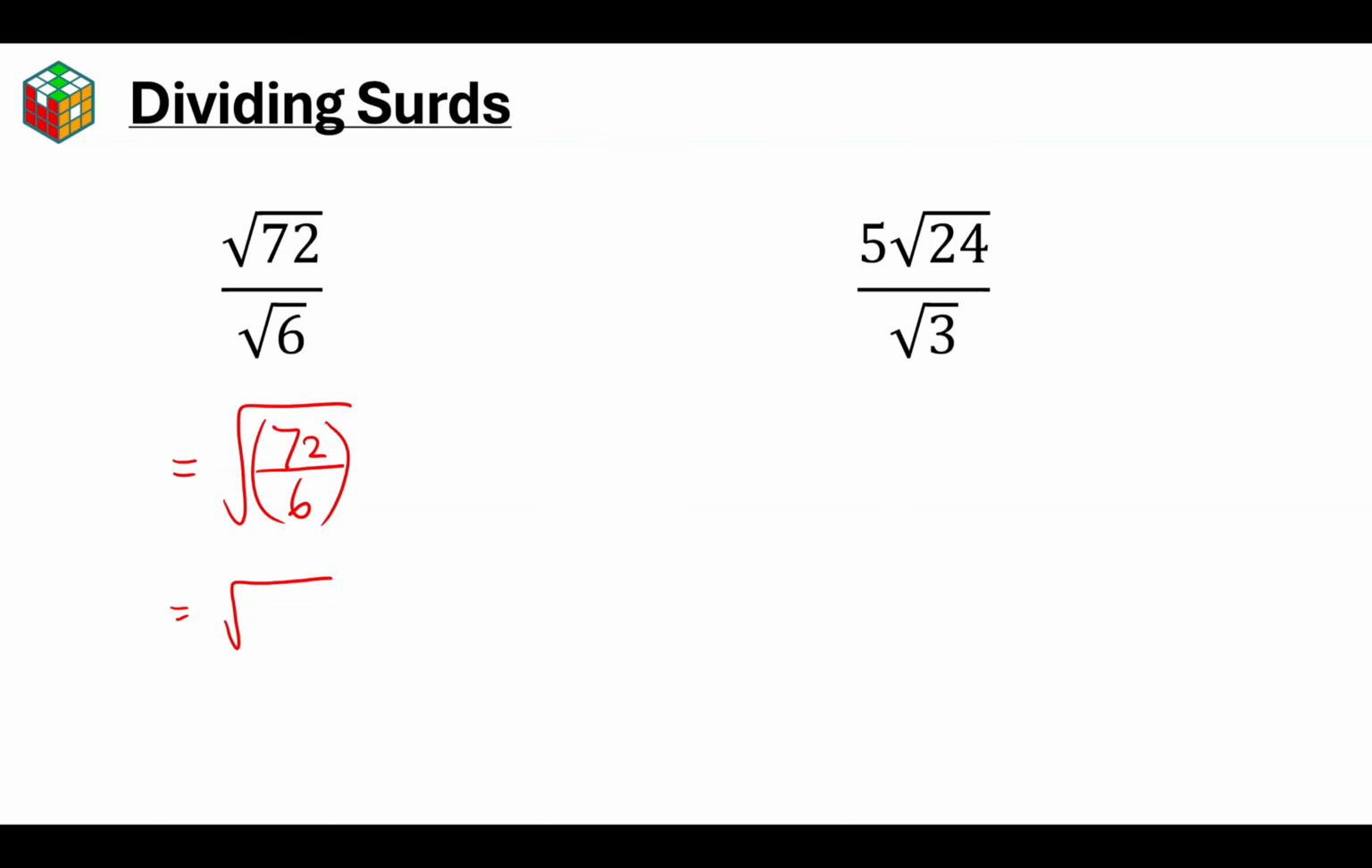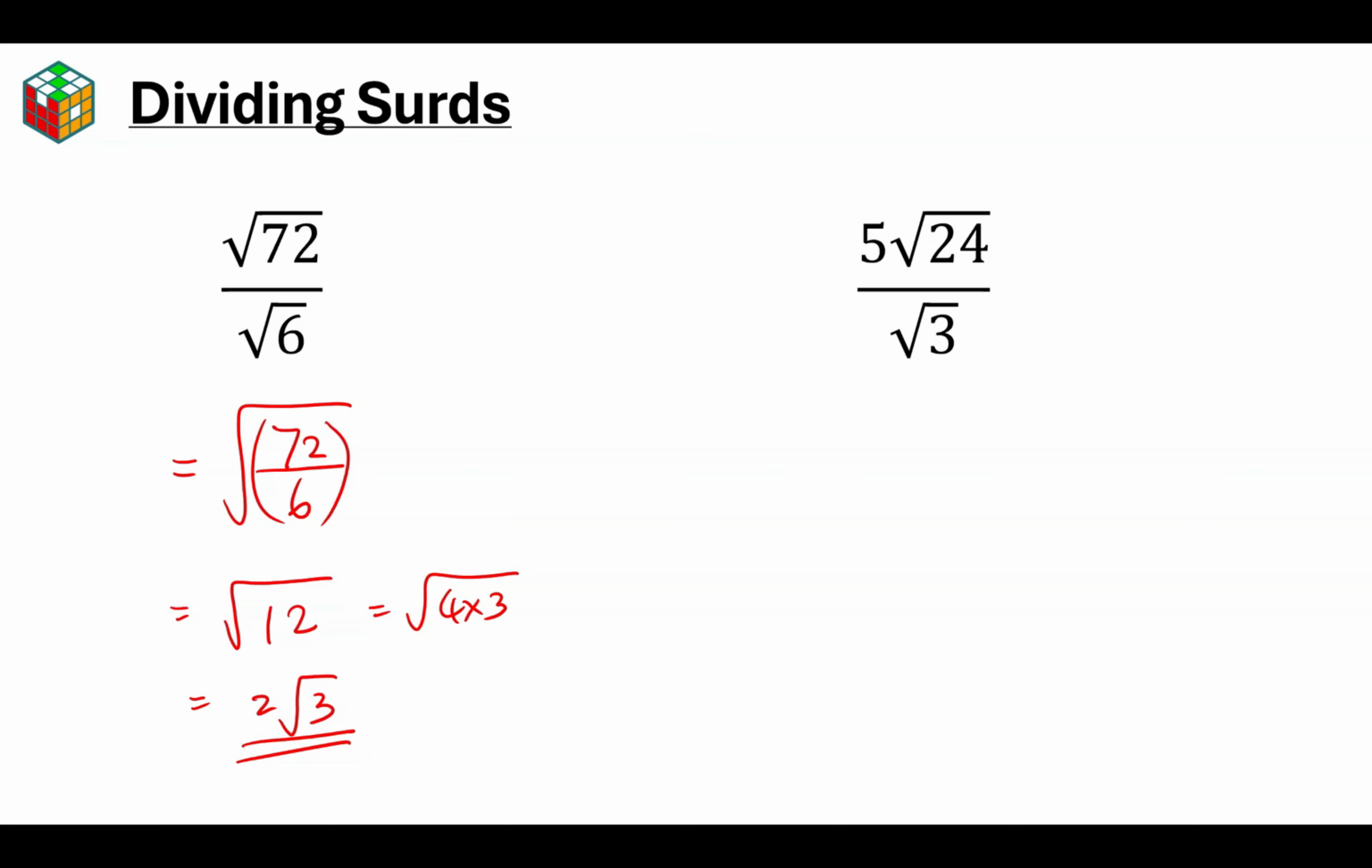6 goes into 72 12 times. And then if they ask you to simplify your answer, it's going to be 4 times 3. That means 2 root 3. Most of the time they will ask you to simplify your answer, but still read the question.